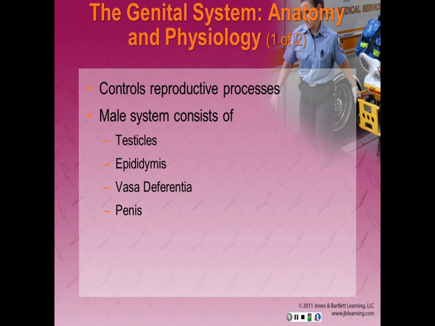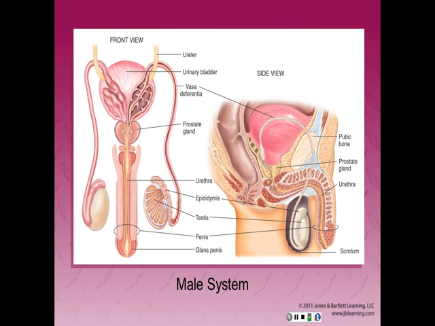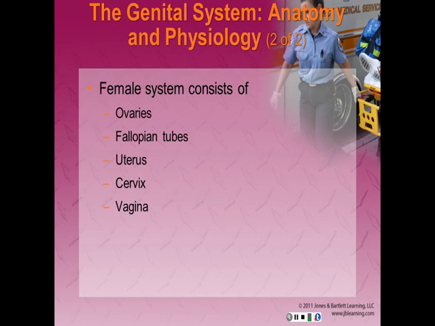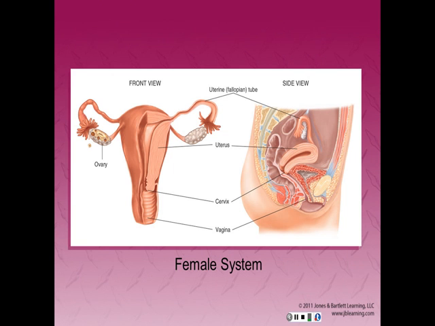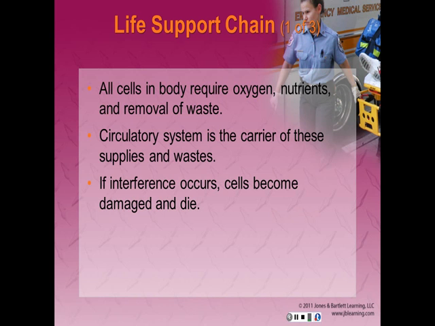The genital system, anatomy and physiology, controls the reproductive processes by which life is created. The male reproductive system consists of the testes, the epididymis, the vas deferens, and the penis. The female reproductive system consists of the ovaries, fallopian tubes, uterus, cervix, and vagina. Here's an example of the male system. An example of the female system. Male sex organs are found on the outside of the body, and the female organs are found on the inside.